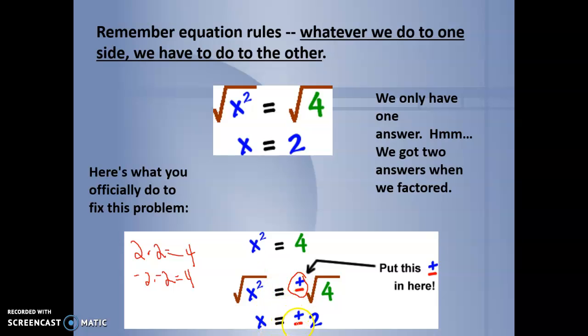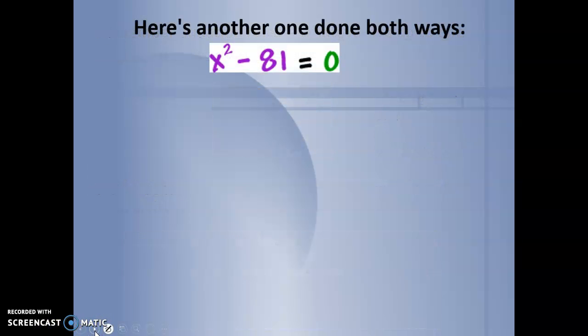So x equals plus or minus 2. The square root of 4 is either positive 2 or negative 2. And now we have two different answers, a positive 2 and a negative 2, just like when we factored. All right, here's another one done both ways.